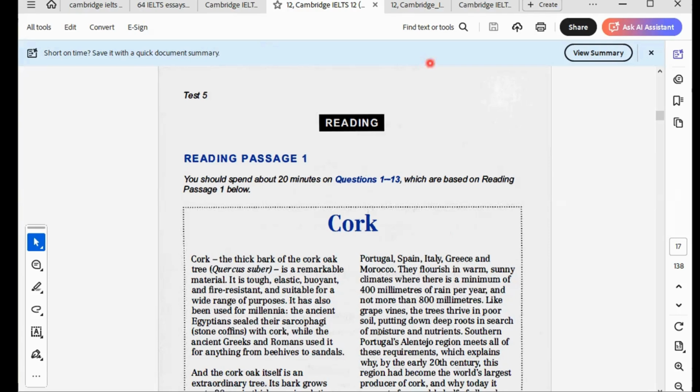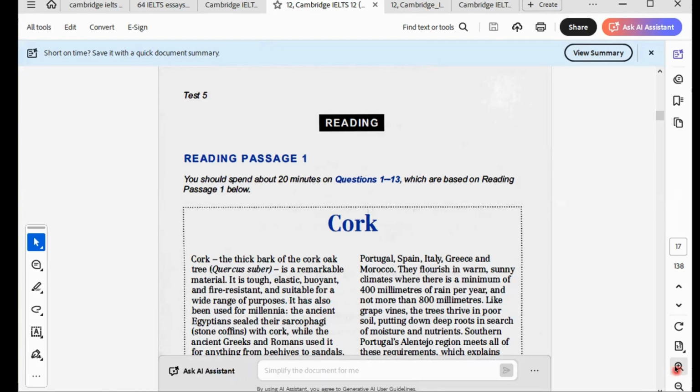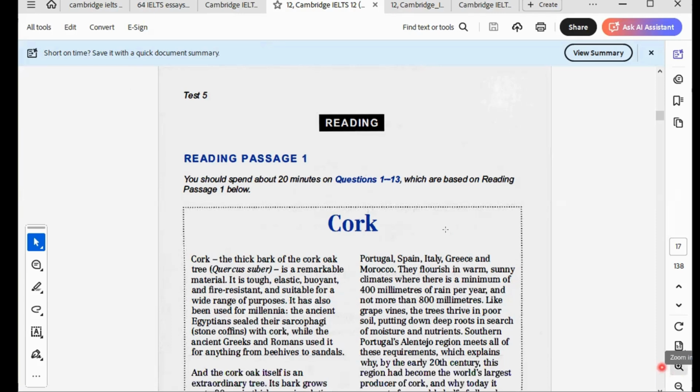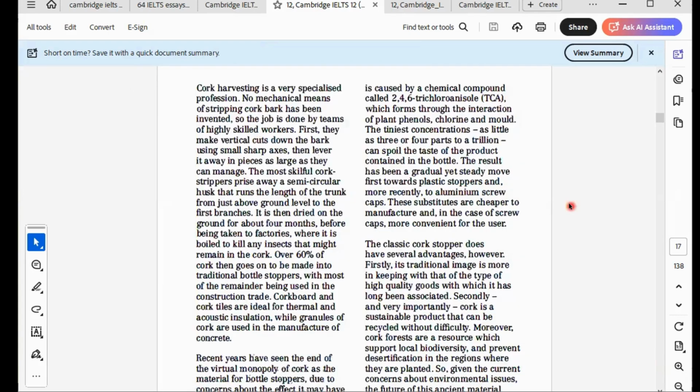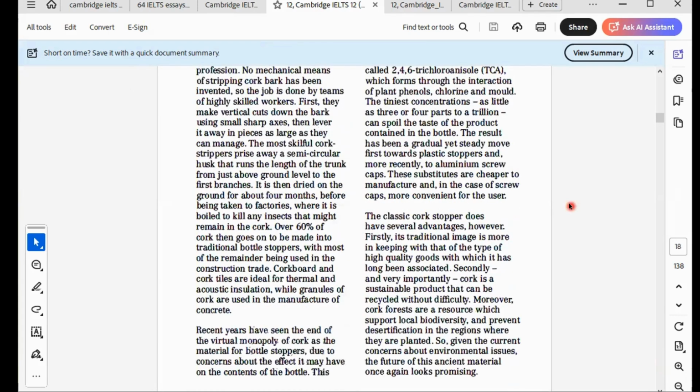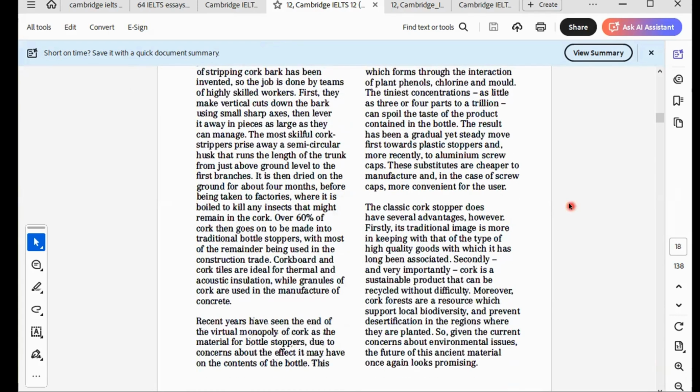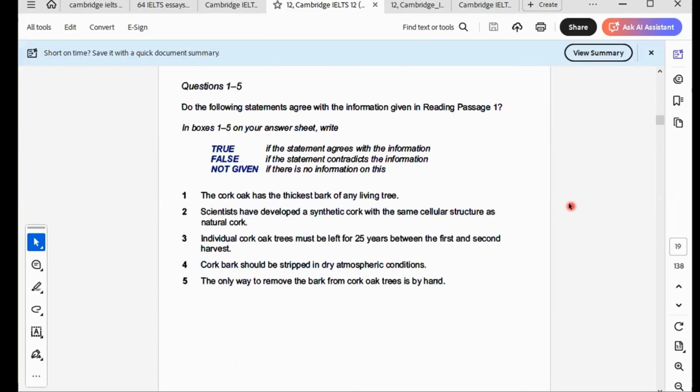Okay. So I was saying that this is IELTS reading. So we have a passage here. You can see the passage. Look at the first page. This is page 1 of the passage. This is page 2. You can see that it's a very long one. And then after that passage, we have question 1 to 5.